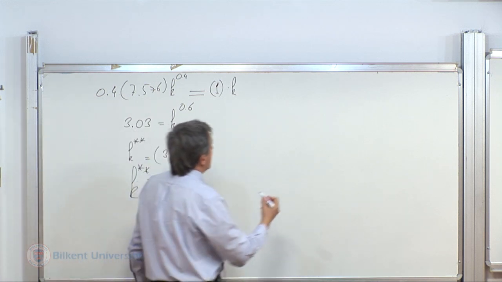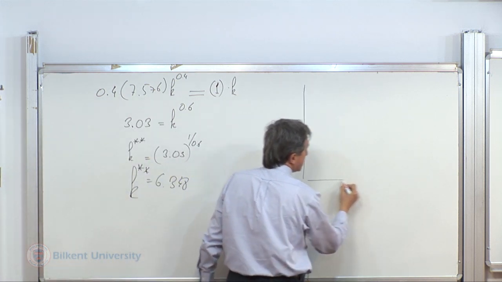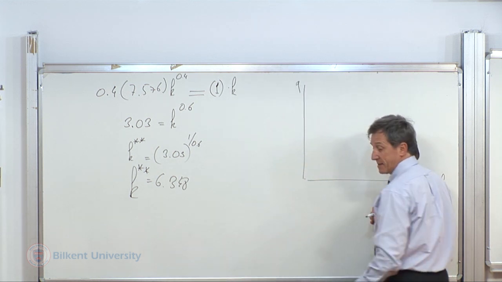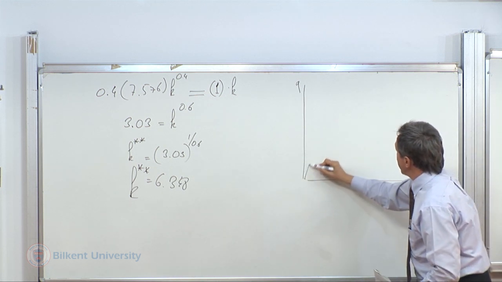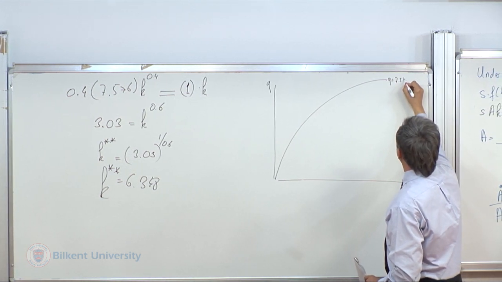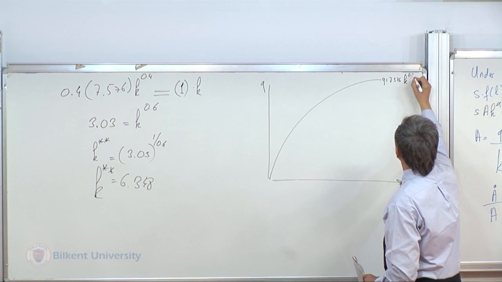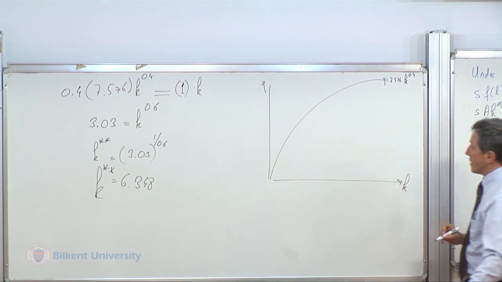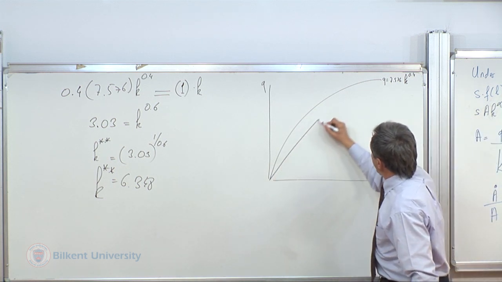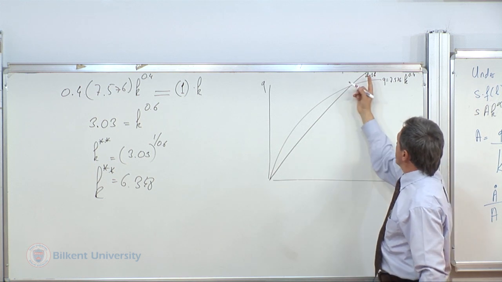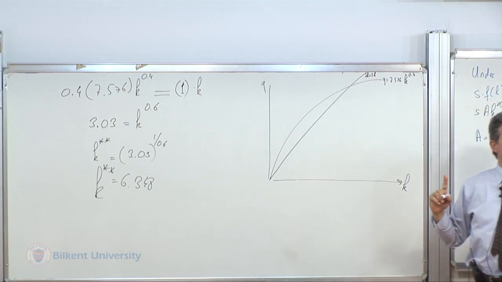What happened? Well, geometrically, this is what had happened. We have Q and K space. We have the production function. We said that Q is equal to 7.576 K to the power 0.4. That's what that function is. We also had a 45-degree line which said that delta K, which is equal to 1 times K, is the delta K equation with delta equals 1.